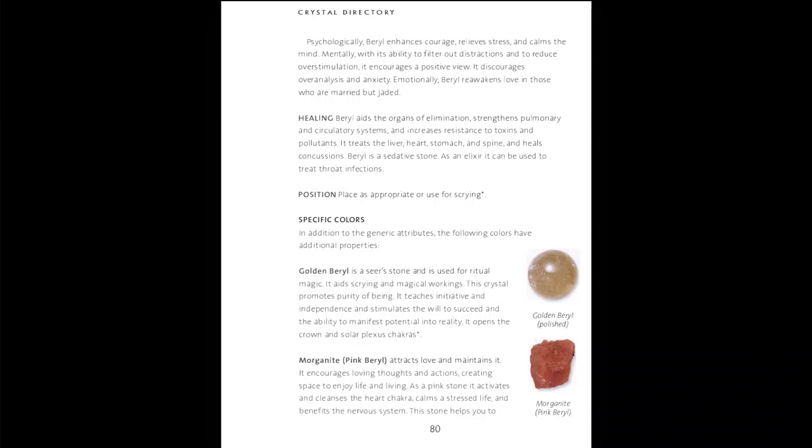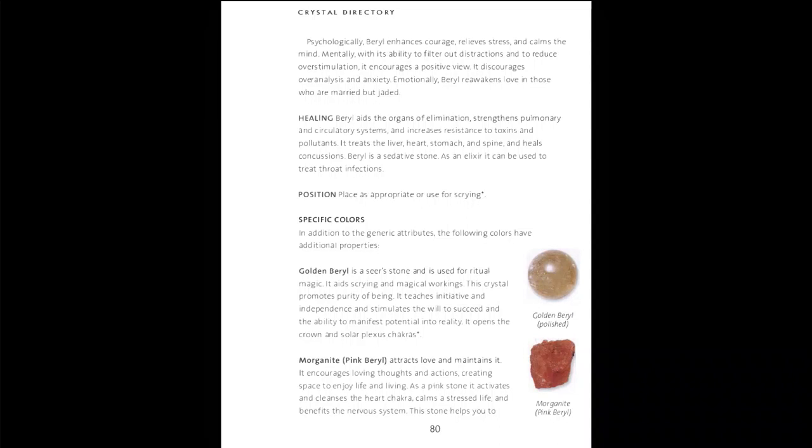Healing. Beryl aids the organs of elimination, strengthens pulmonary and circulatory systems, and increases resistance to toxins and pollutants. It treats the liver, heart, stomach, and spine, and heals concussions. Beryl is a sedative stone, and as an elixir, it can be used to treat throat infections. Places appropriate for use for scrying.